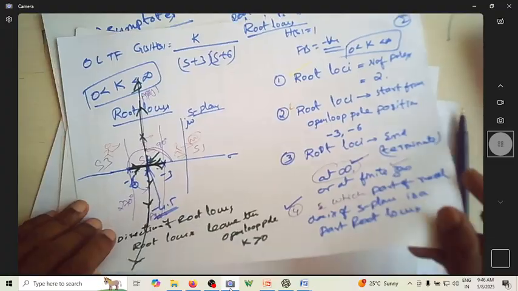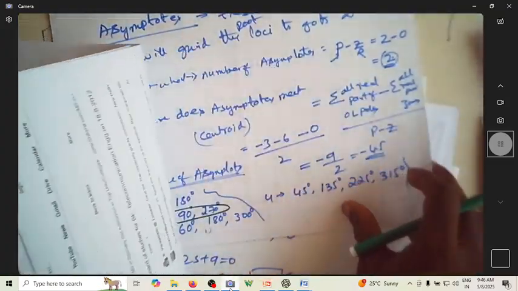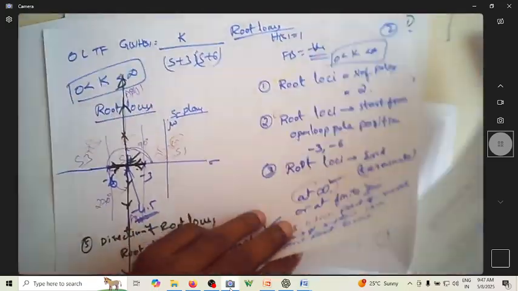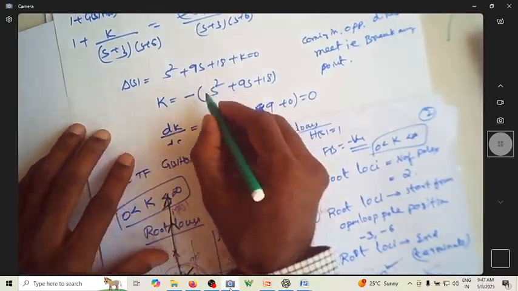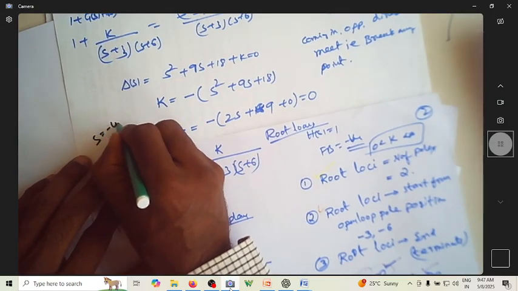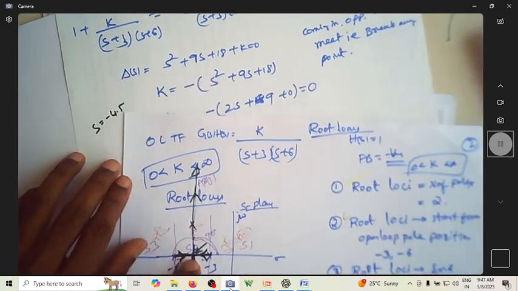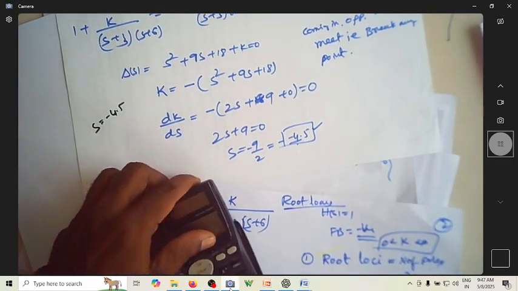So you have this k, no? What is the k expression? You have the expression of k as this. Somewhere you had it. Where is the third? Okay, this is k. So now in this, if you substitute s as minus 4.5, I will get the value of k at this point. So shall I do that? I can do it here.